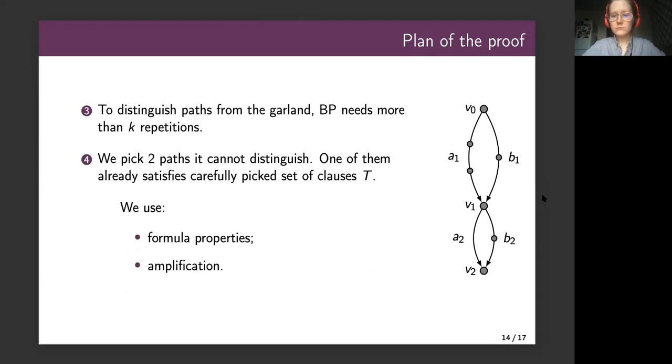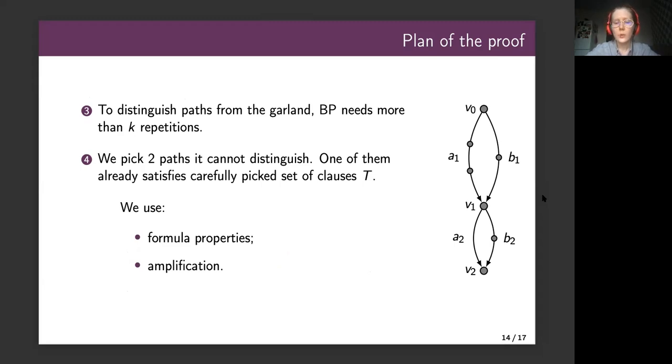So we found a garland. And now I would like to say that to distinguish all paths from this garland, our branching program needs more than k repetitions, more than it has. So let us pick two paths it cannot distinguish. Now I would like to say that a correct branching program really should distinguish those paths, that I can make them have different answers in the end.